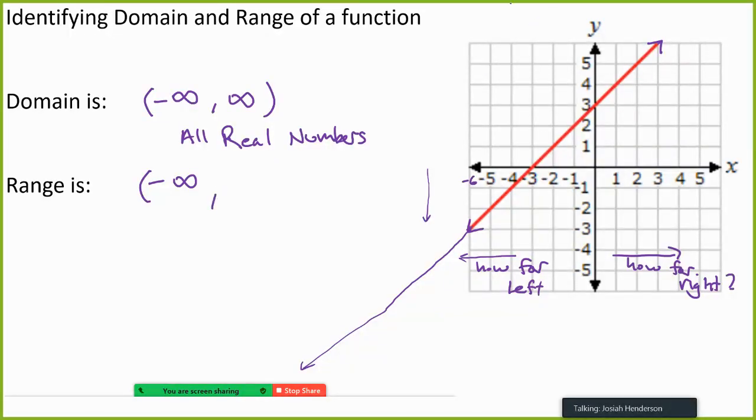And now we want to look at how high the thing travels. And likewise, if our red line were to continue, right, and if our picture was bigger, it goes up higher and higher and higher, right? So it's going for infinity on the top as well. And again, you could say the range here is all real numbers.